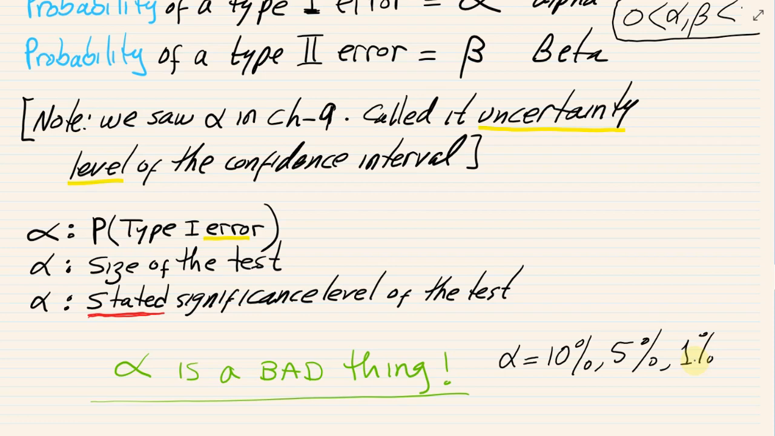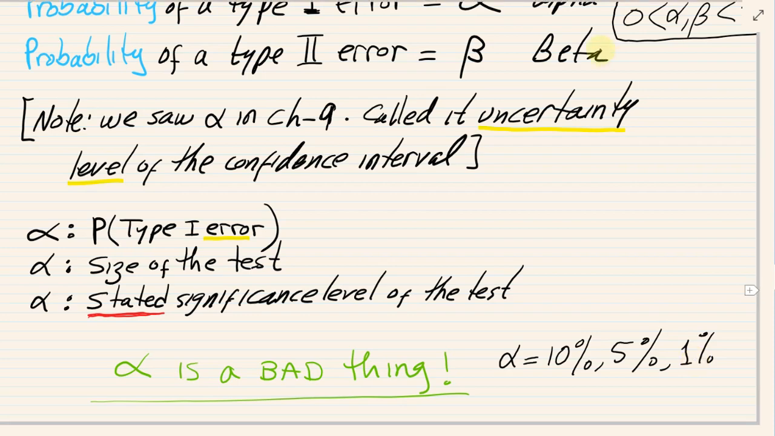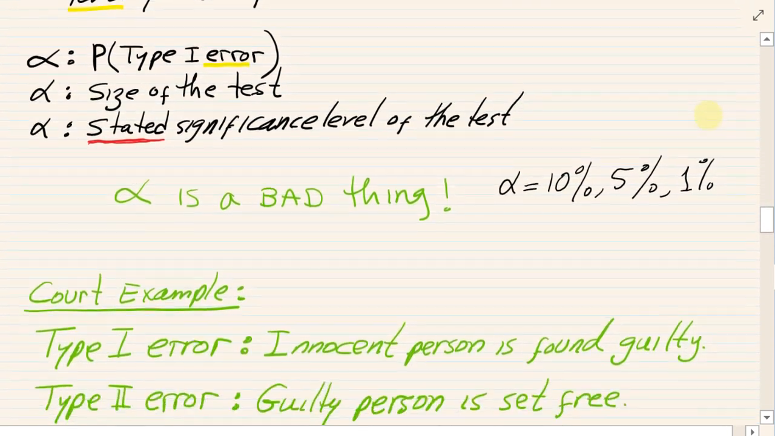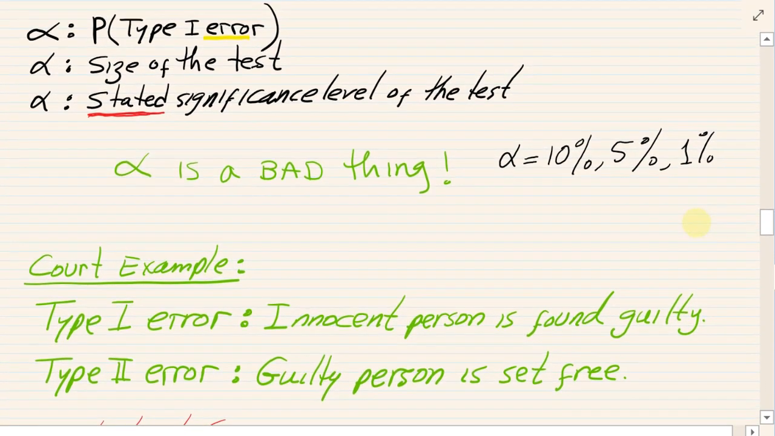Again, alpha is a stated significance level. In the statement of the problem, usually alpha is given, like test the hypothesis at alpha of 0.05, 0.01 or 0.1, which is 5%, 1%, 10%. Keep in mind, alpha is a bad thing. Now, in our court examples, I already mentioned it, but I went ahead and wrote it for you also. What would be a type 1 error here? The case where an innocent person is found guilty. And a type 2 is when the guilty person is set free.